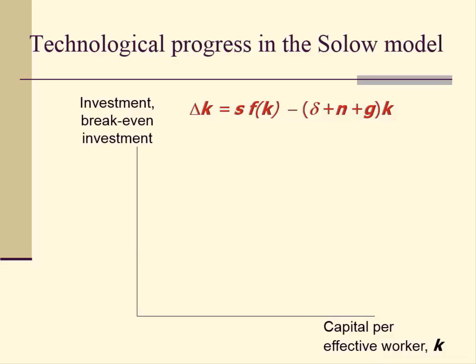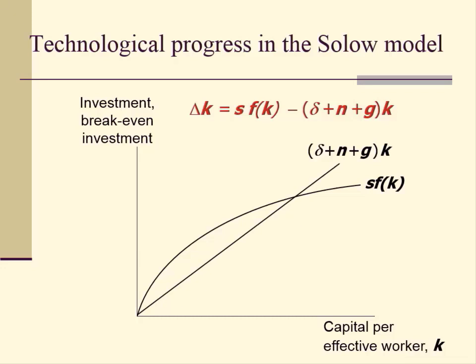Investment and break-even investment are all defined in terms of effective worker terms. So they are functions of capital per effective worker. If you plot them, the equation looks exactly the same as before, the only difference being the definition of k. Also, break-even investment has g added to delta plus n. But the way to find the steady state is identical. That is, when these two curves cross, that's the point k star that represents the capital per effective worker at the equilibrium point.